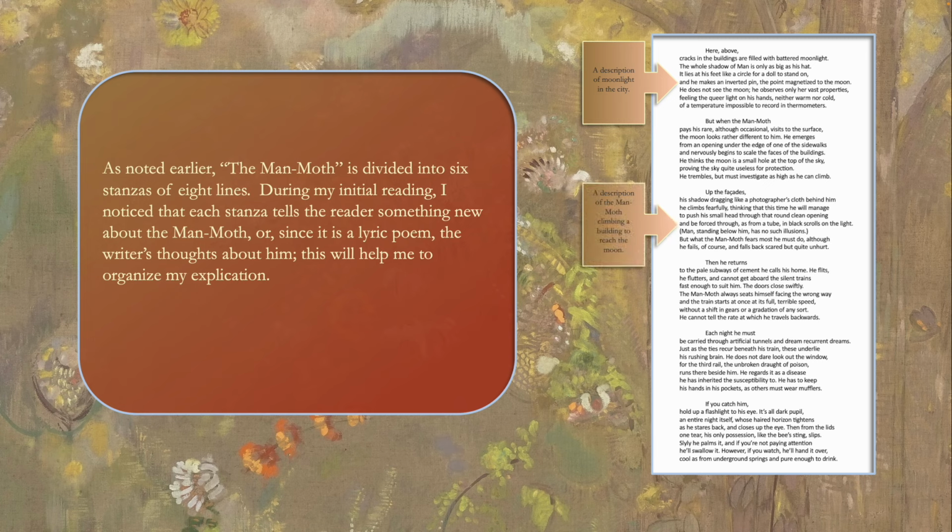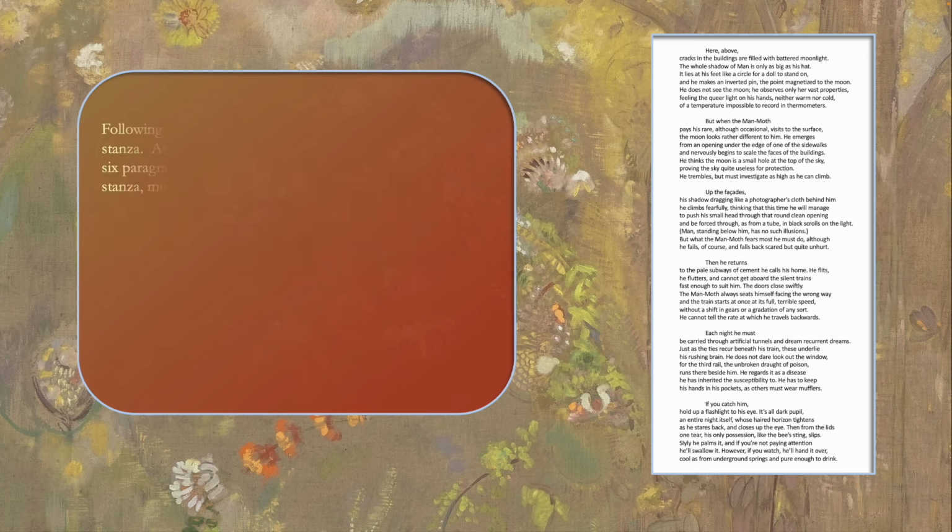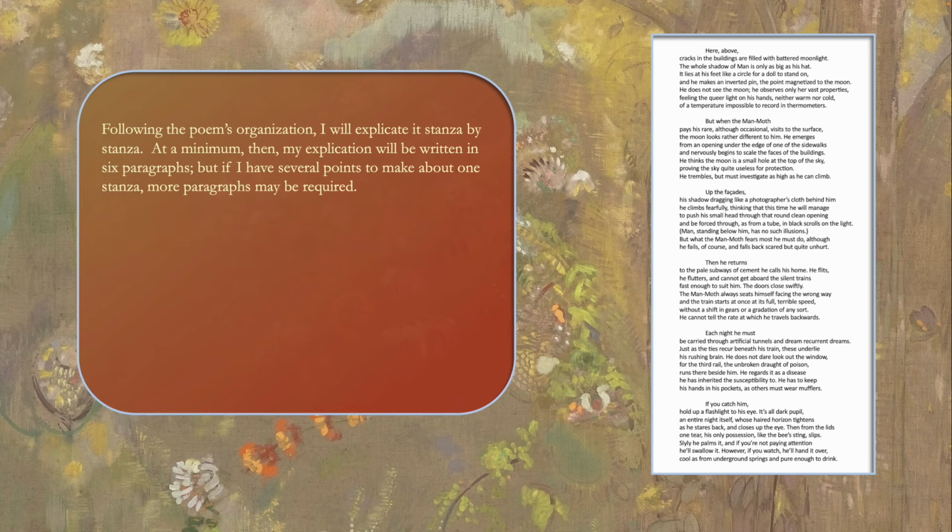in the city. Stanza number 3, description of the man moth climbing a building to reach the moon. Stanza number 5, a description of the man moth riding a subway train, just a general sense of what each stanza is about. And then I'm going to write a short summary of one. So following that organization, the 6-stanza organization, I'm going to explicate it stanza by stanza. So at a minimum then, my explication will be written in 6 paragraphs. But if I have several points to make about one stanza, more paragraphs may be required.